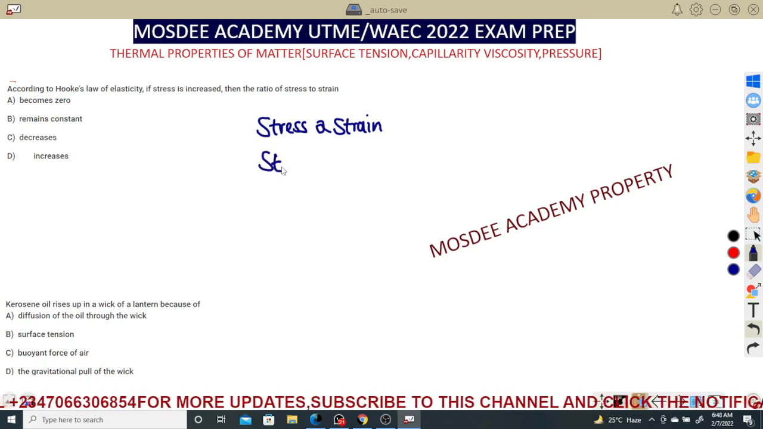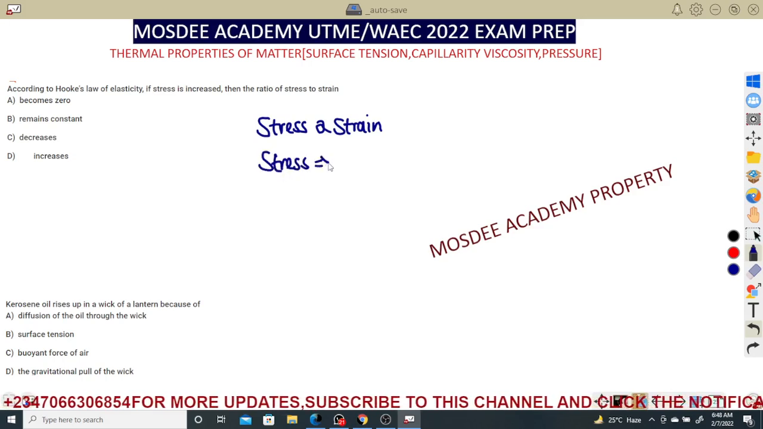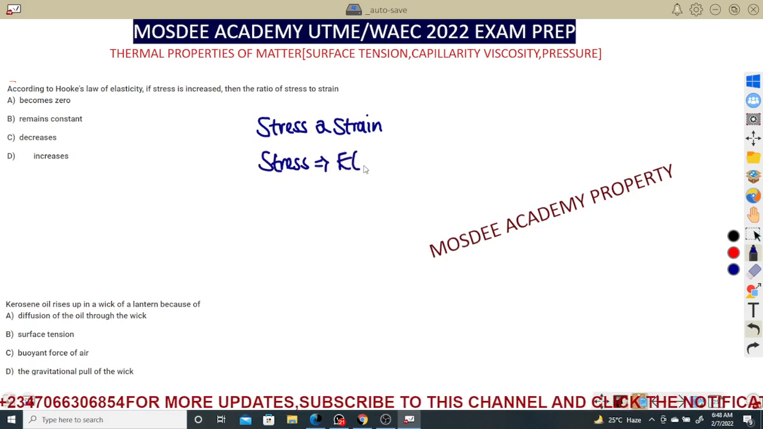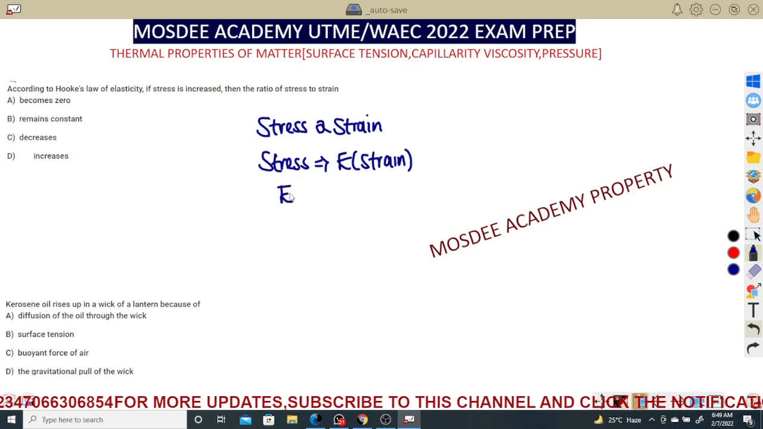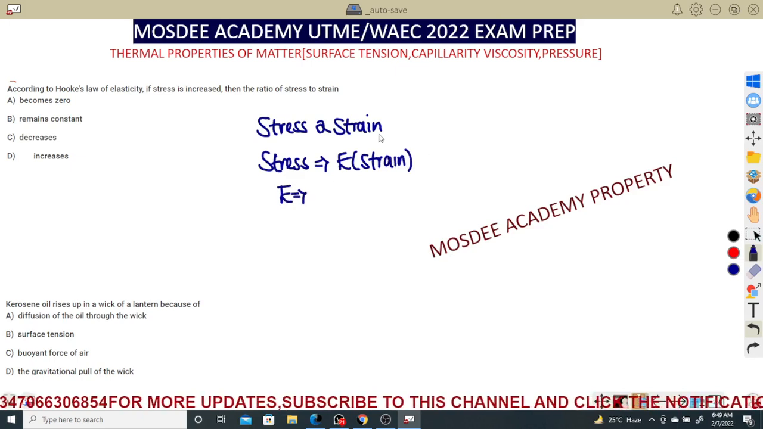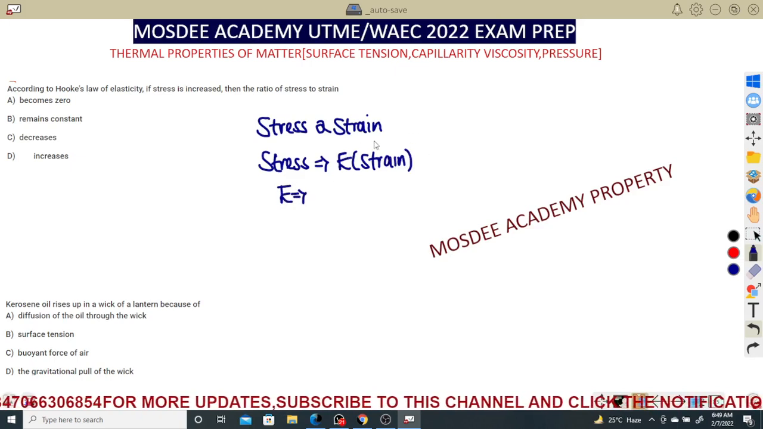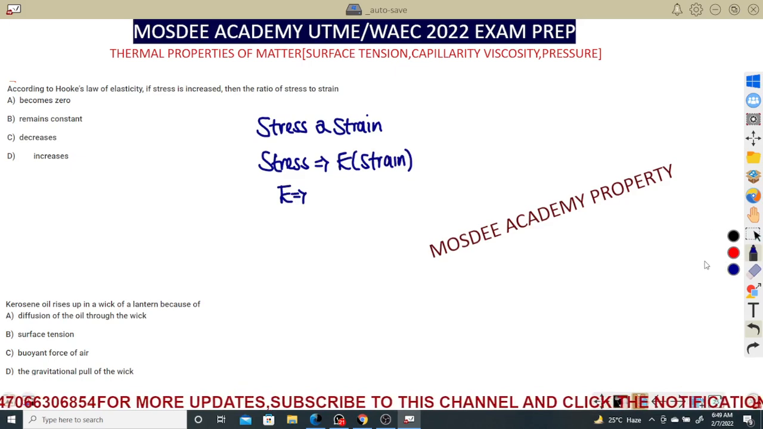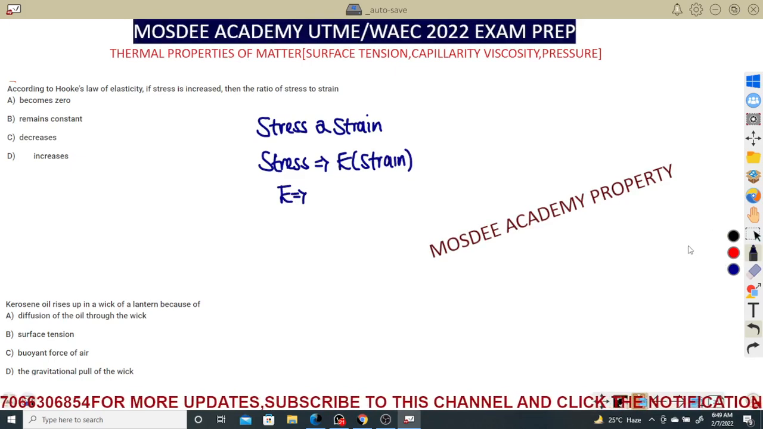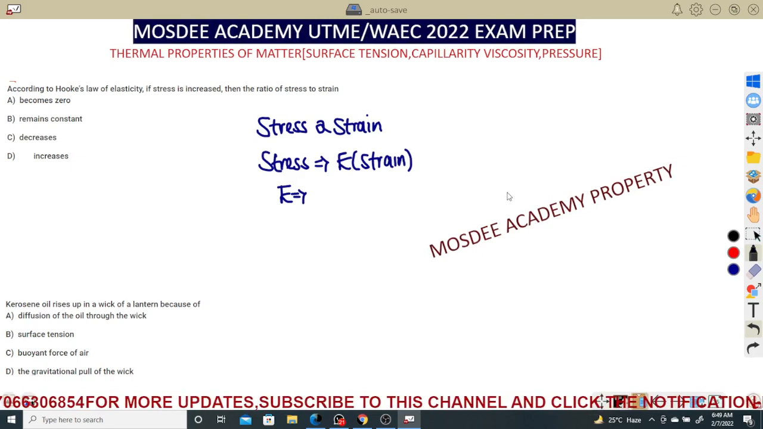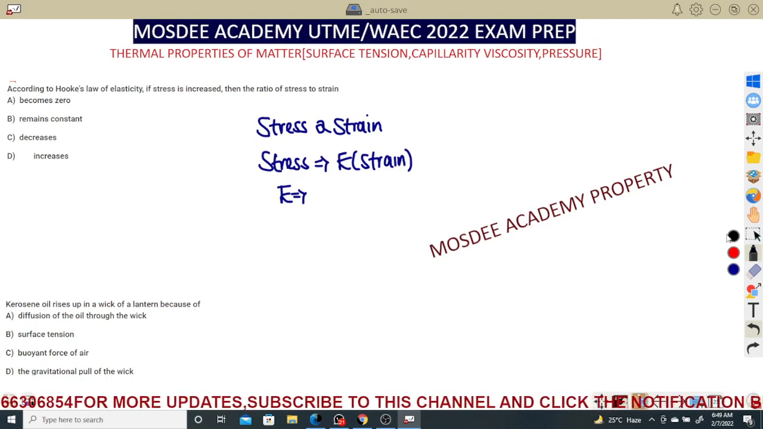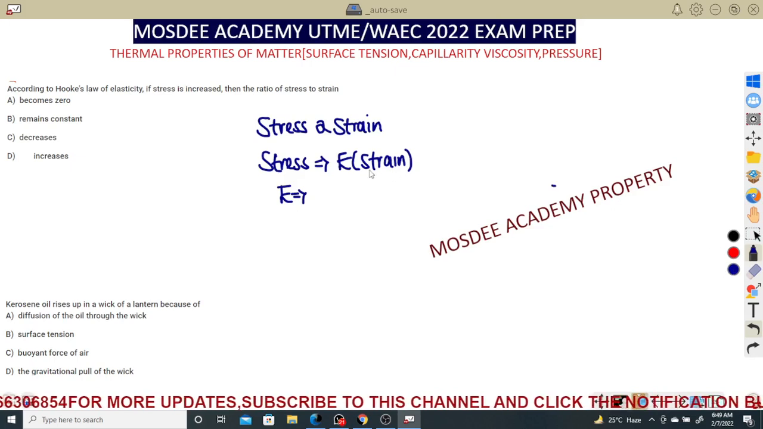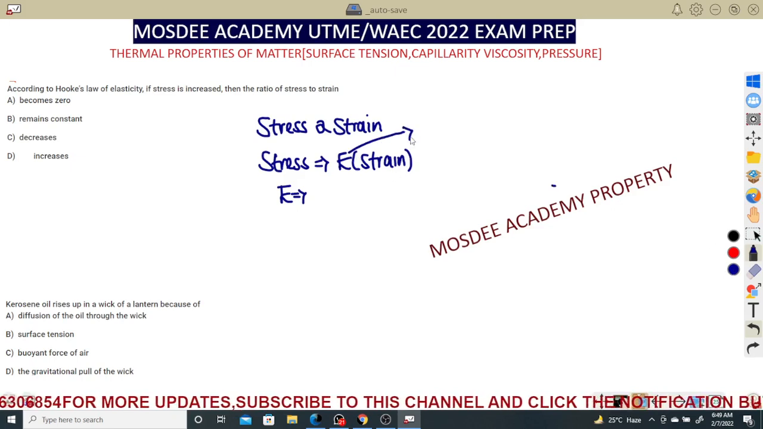So stress is equal to E times strain, whereby E is the modulus of elasticity. If you make E the subject of the formula, you know E is a constant. Already discussed, E is constant and it is called the modulus of elasticity. I told you for solids it is called Young modulus, for liquids and gases it is called bulk modulus. So that concept, you might have talked about that.